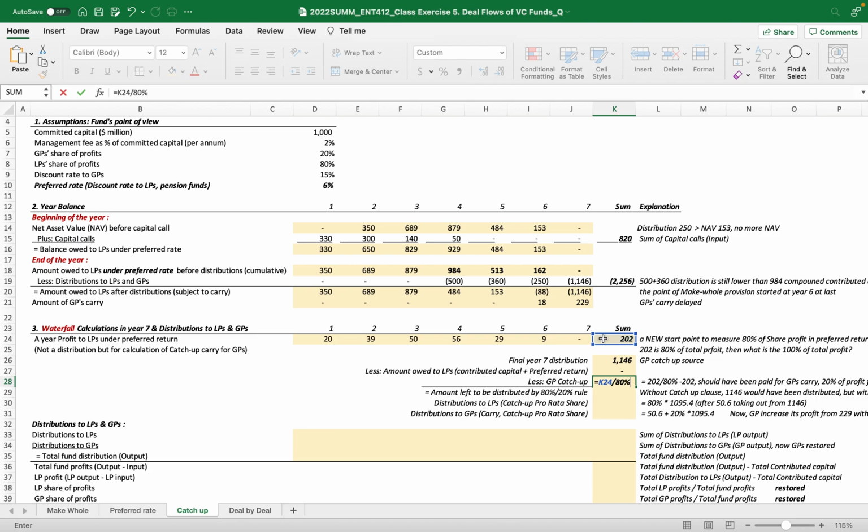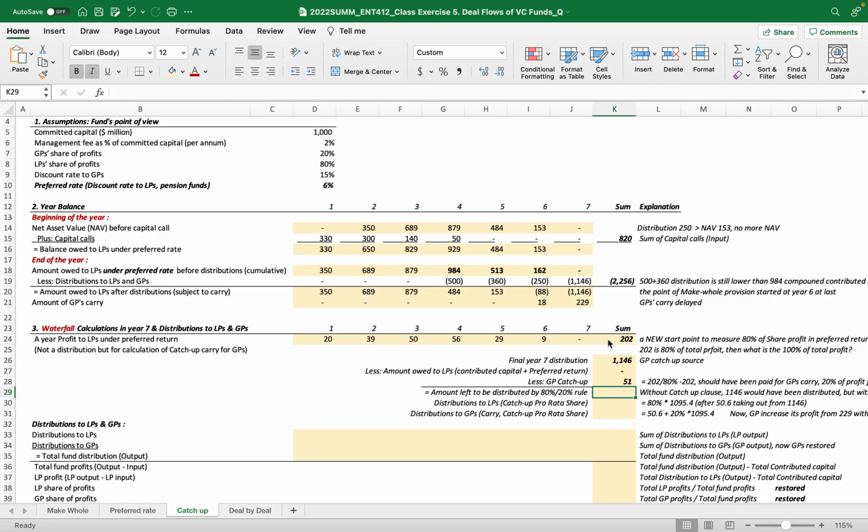That must be, okay, let me just show you. 253 must be the preferred value to distribute to the GPs as carry interest, by subtracting this one more time. Then this $51 million must be the GPs' catch-up carry interest to be added to the distribution to the GPs. You guys understand? That's what we discussed in the class.